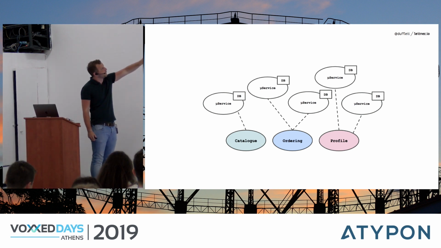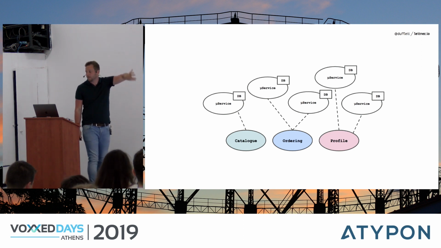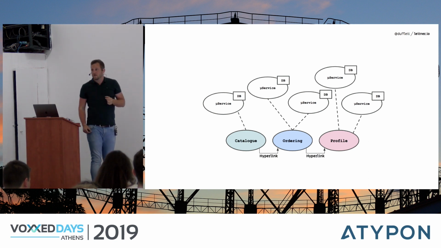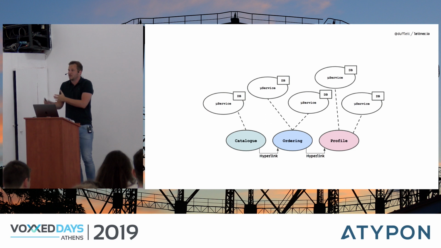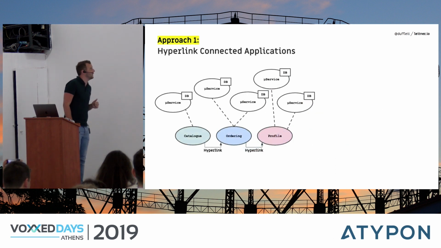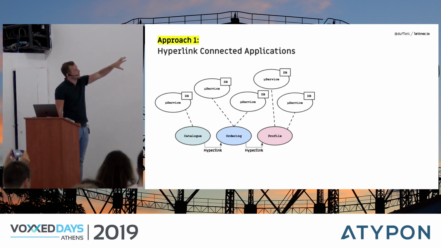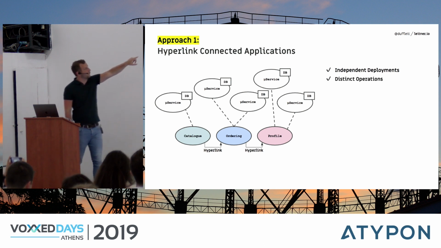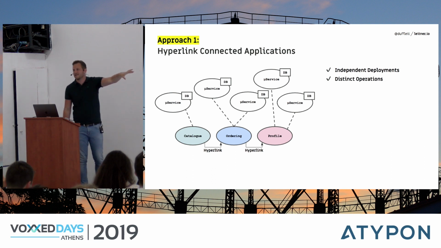So the catalog frontend is bound to a service, the ordering and the profile data the same. And this is what we usually connect them with hyperlinks. So it's really easy. We just build 3 applications, connect them with hyperlinks, and we call this hyperlink connected applications or hyperlink approach. And if we do this and take again a look at the bullet points I showed you before, we now find out that we have independent deployments, so we can deploy our stuff totally independent. We have distinct operations, so if one of those applications fail, the rest is still up and running, right?